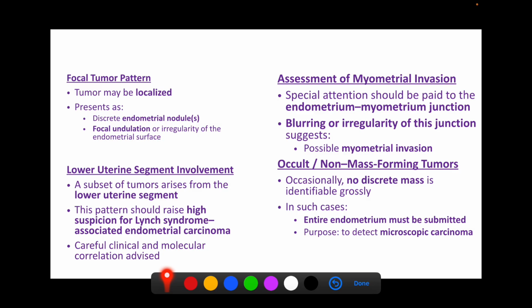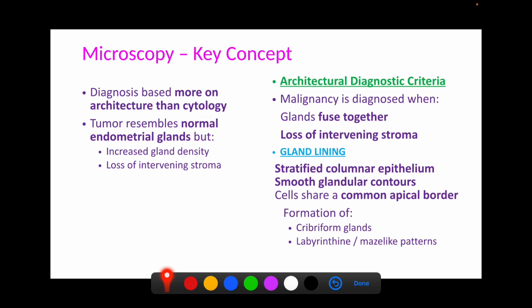Another is called occult or non-mass forming tumors. Sometimes it happens that when we get a biopsy, some tumor portion is there in the biopsy and we diagnose it as an endometrial carcinoma. But when we get the hysterectomy specimen, there is no discrete mass or identifiable tumor grossly. So in these cases, we have to go for entire endometrial submission to detect microscopic carcinoma.